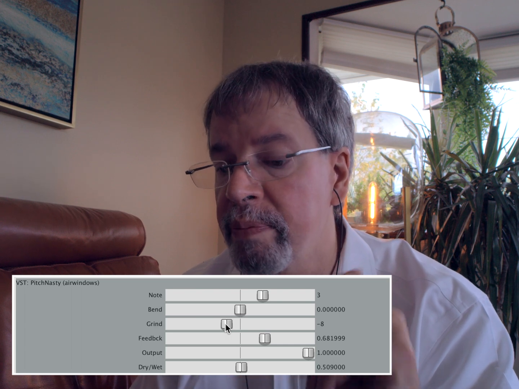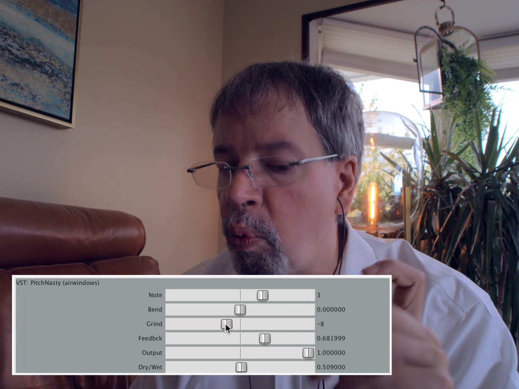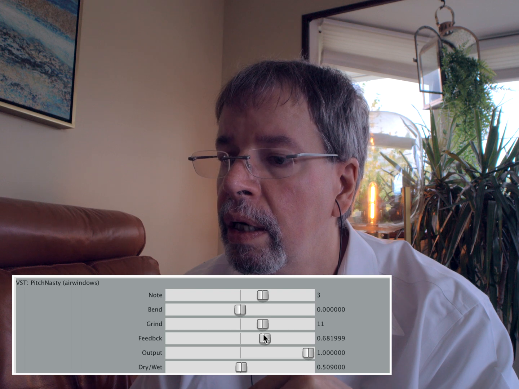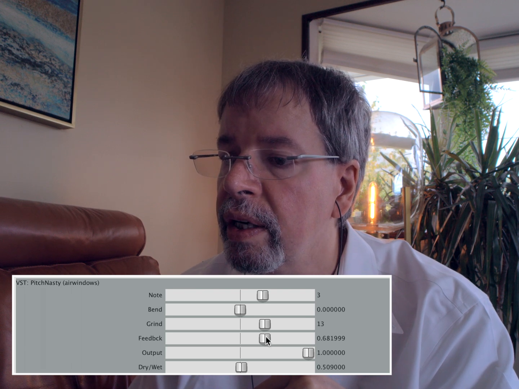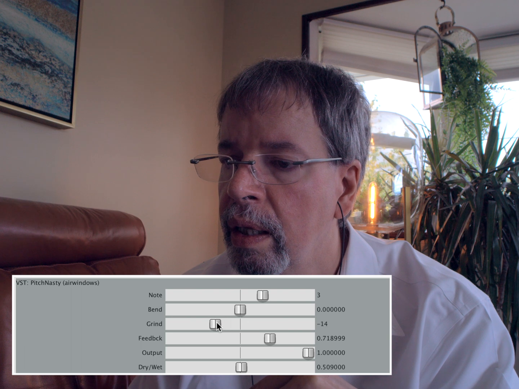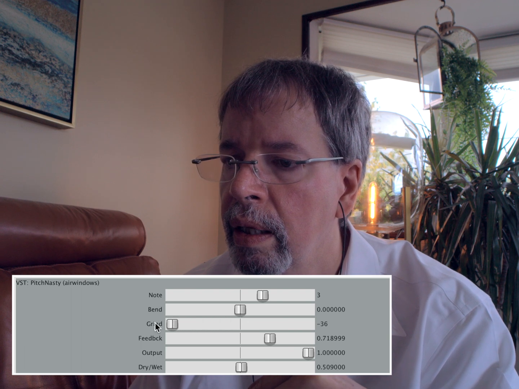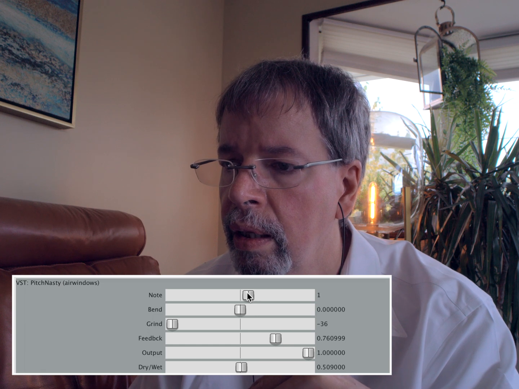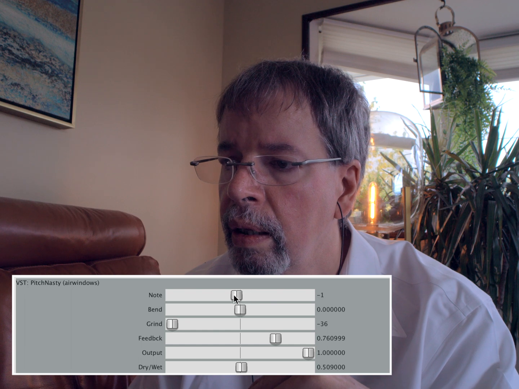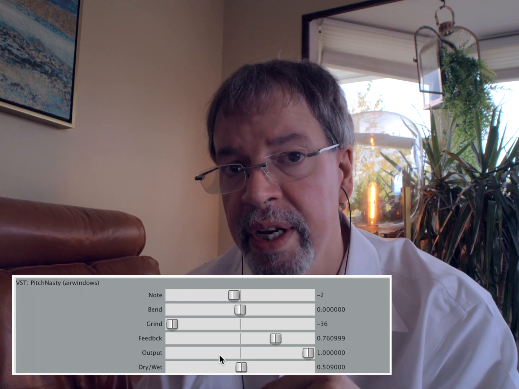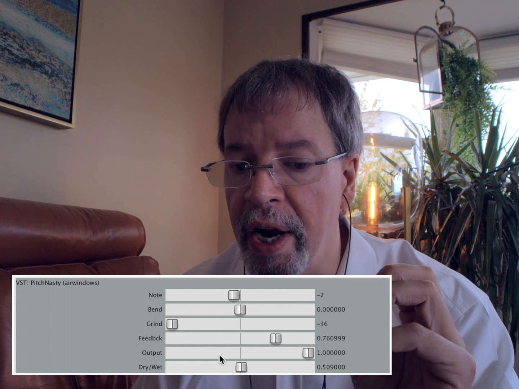And grind makes it be a pitch, but is also determining how wide the sample buffer we're spinning through is. So we got a sort of weird, nasty tone here. And as you can hear, this is split between dry and wet. The effect is sticking very close to dry.